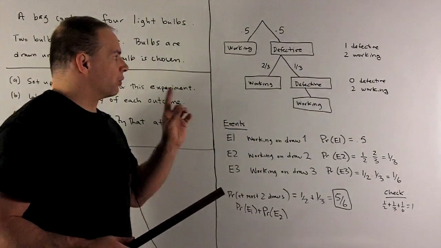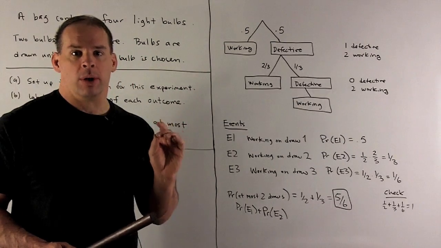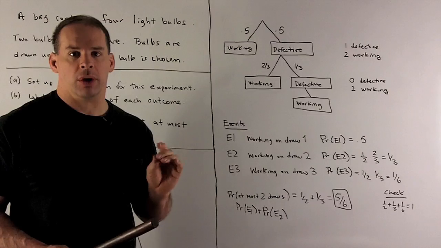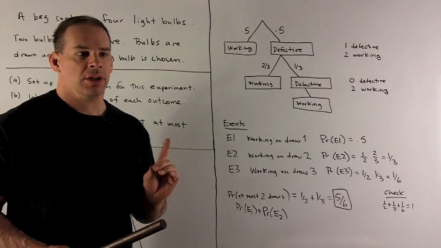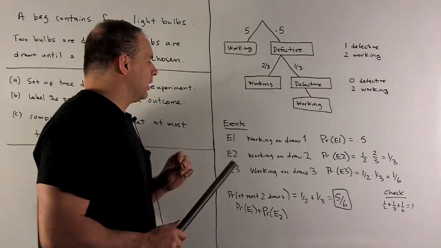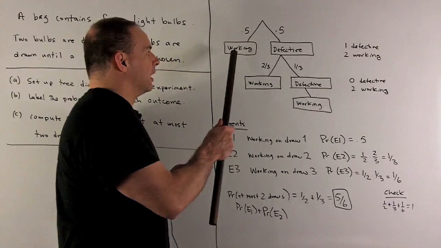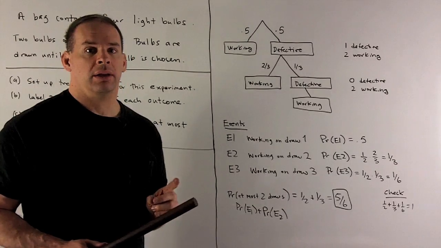Now, we have 3 events. You get a working bulb on draw 1, a working bulb on draw 2, or a working bulb on draw 3. So we'll call those E1, E2, and E3. Probability of E1 occurring is going to be a 1/2. That's the probability of getting a working bulb on draw 1.